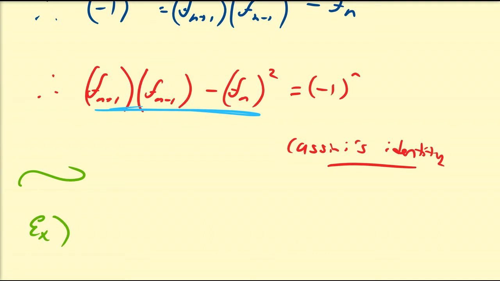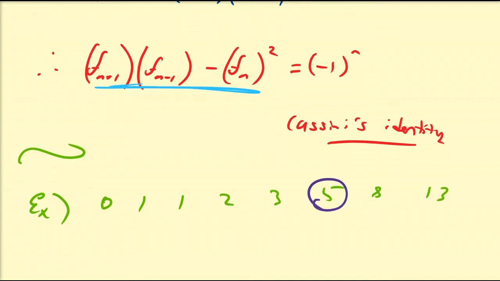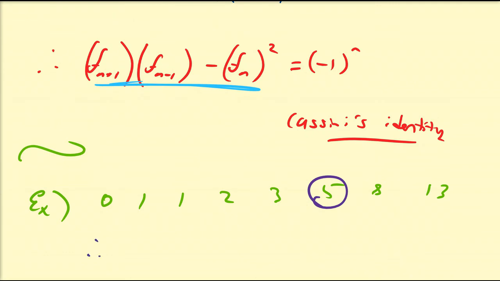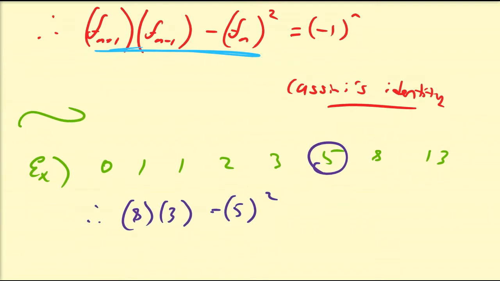All right, so let's just generate some Fibonacci numbers. So 0, 1, 1, 2, 3, 5, 8, 13. Let's pick a Fibonacci number here. Let's pick 5. So F(m+1) is going to be 8, F(m-1) is going to be 3, minus 5 squared. So what's that going to be equal to? 8 times 3 is 24 minus 25, so that's going to be equal to minus 1.